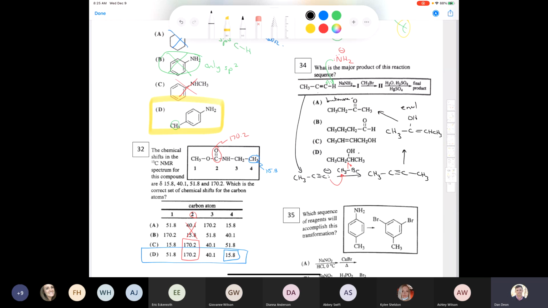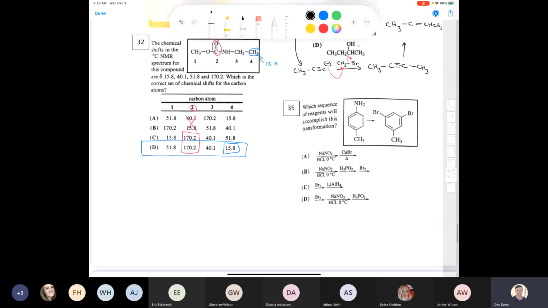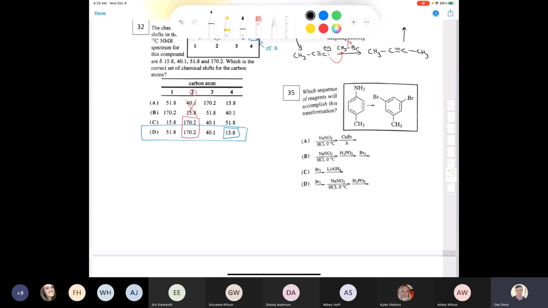Okay, here we go. Let's look at another problem. Let's see here. This one deals with diazotization, right? We looked at diazonium ions, and it says here, which sequence of reagents will accomplish this transformation? So we want to take para-methyl aniline, and we want to convert it into 3,5-dibromotoluene. Okay, so how would we do that?